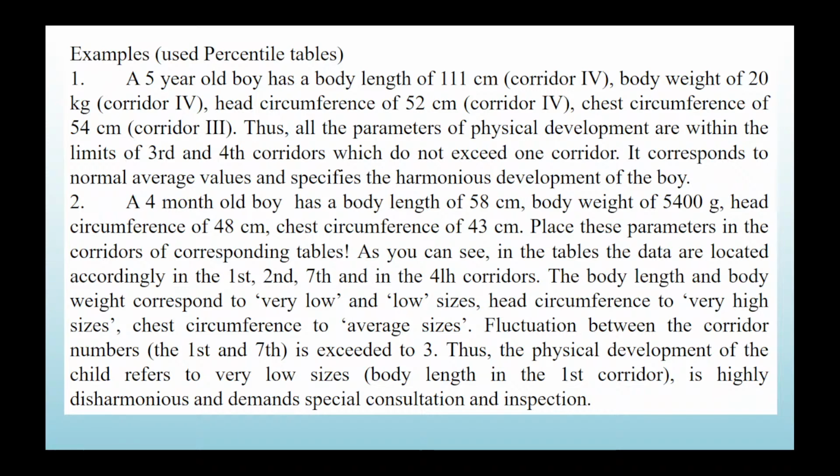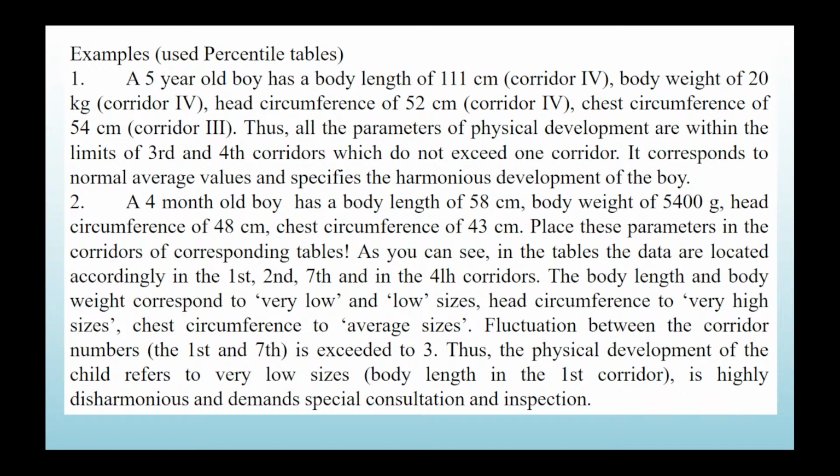Thus, all of these parameters of physical development are within the limits of the third and fourth corridors, which don't exceed one corridor. It corresponds to normal average values and specifies harmonious development of the body. It's harmonious or proportional.